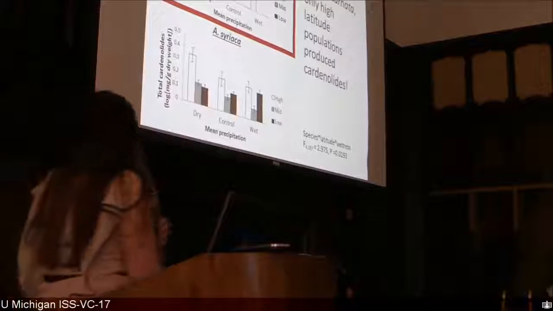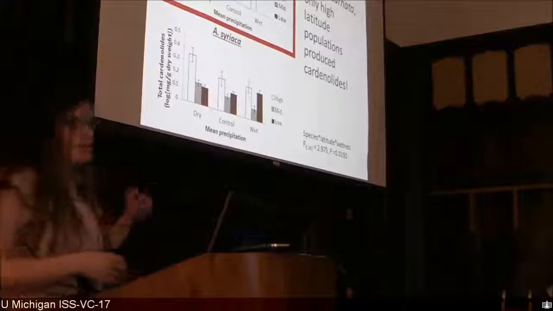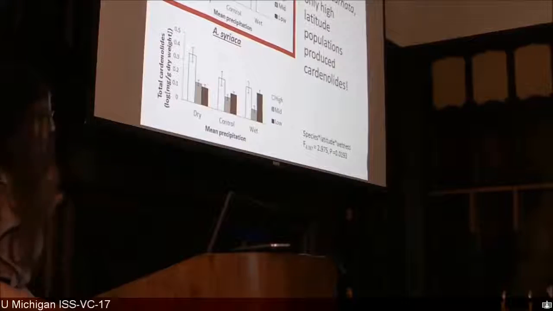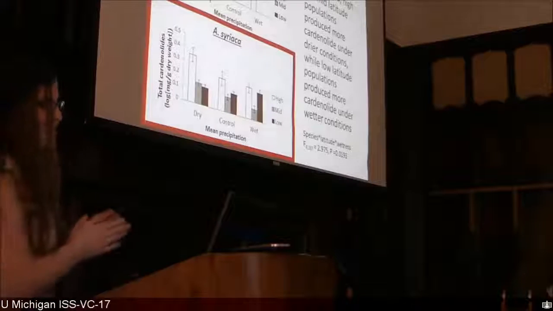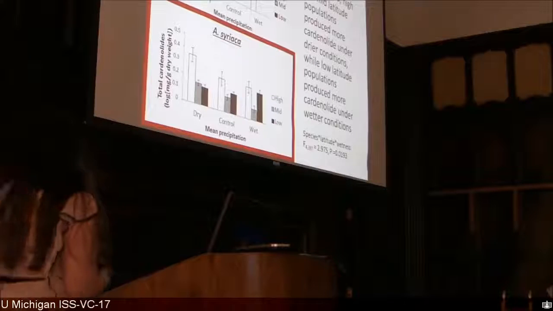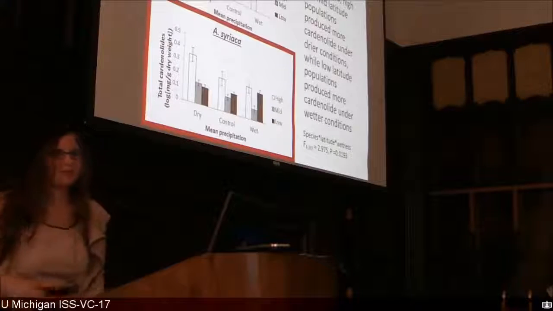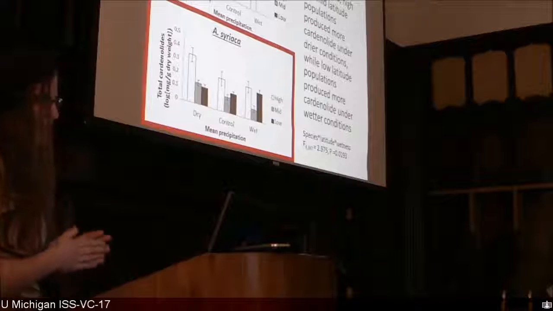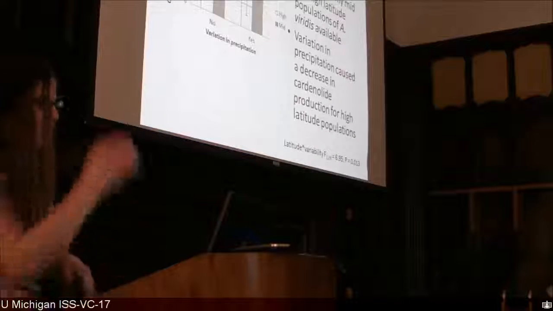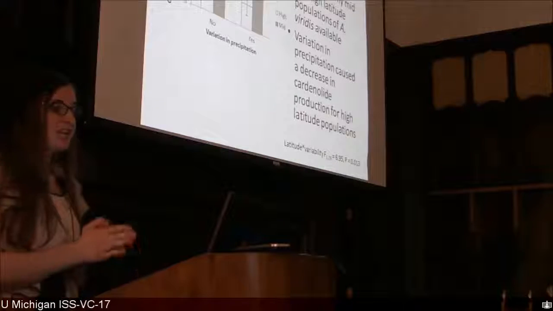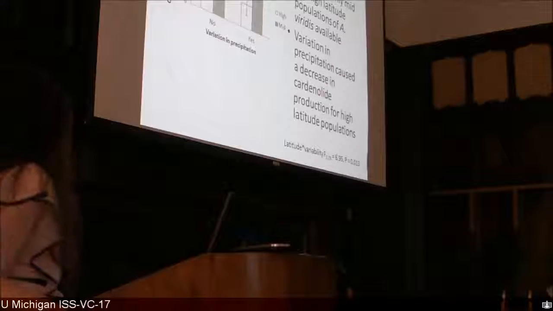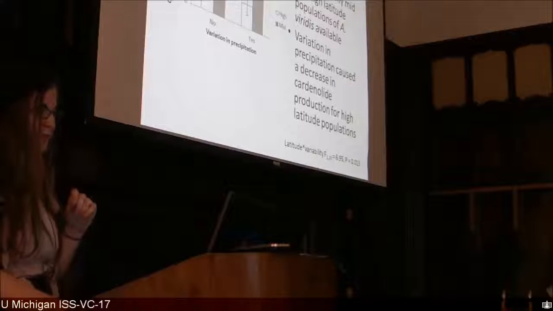And here we did see differences in mean precipitation. For incarnata, only high latitude populations produce any cardenolide at all, which is quite fascinating. And for Asclepias syriaca, high and mid-latitude populations produce more cardenolide under our drier conditions here on the left, while low-latitude populations produce more cardenolide under wetter conditions on the right. And for viridis, again, remember we only had 2 latitudes, and variation in precipitation caused the decrease in cardenolide production for our high latitude populations in white.